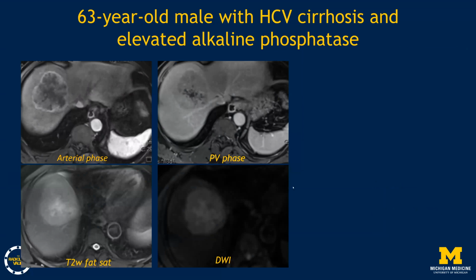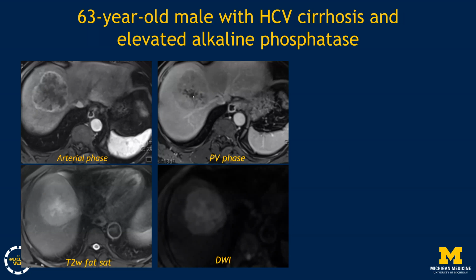Here we have another 63-year-old male with HCV cirrhosis, had elevated alkaline phosphatase. You can see here we have a large mass with rim arterial phase hyperenhancement. There is some central necrosis here, as you can see on the T2 weighted FATSAT sequence. On the portal venous phase, there is a capsule. However, you can see there are central areas that are persistently enhancing, so it doesn't really wash out. The central areas of necrosis, however, persist.